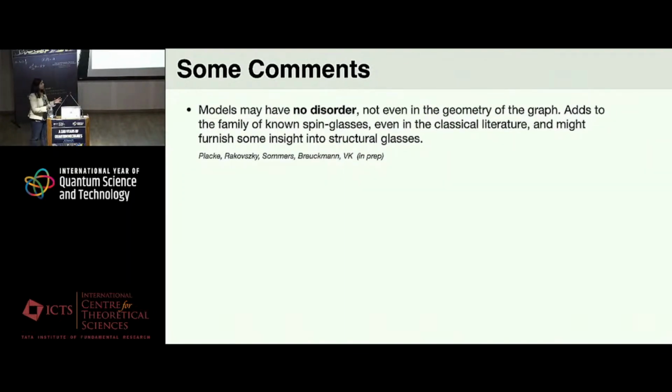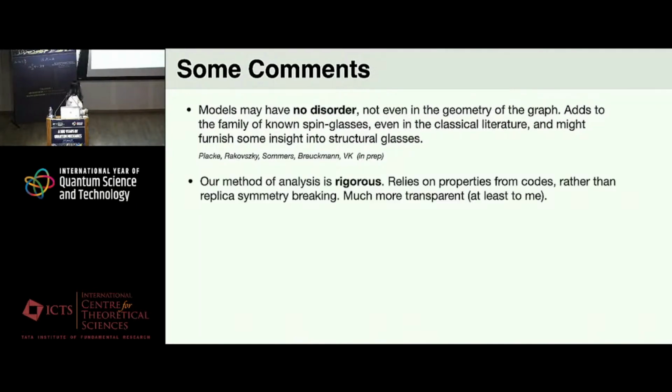Okay, not in the interaction geometries, not in the couplings, nothing. Conventionally, models of spin glasses have disorder at least in the geometry or in the strength of the interactions. Okay? So given that we have no disorder whatsoever, this adds to the family of known spin glasses, even in the classical context, and might give us some insight into structural glasses like window glass, which again have this glassy behavior, are thought to have the glassy behavior due to some geometric origin rather than due to frustrations in interactions. Our models are frustration-free. Okay?